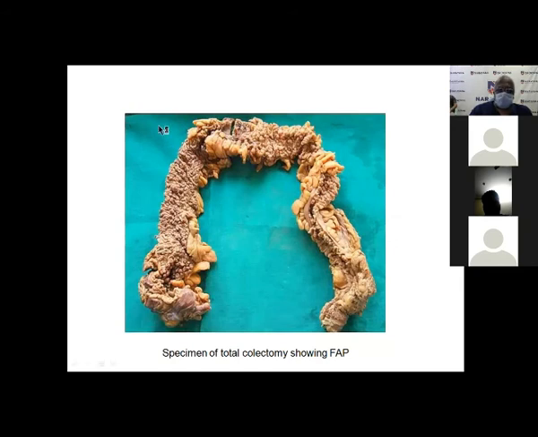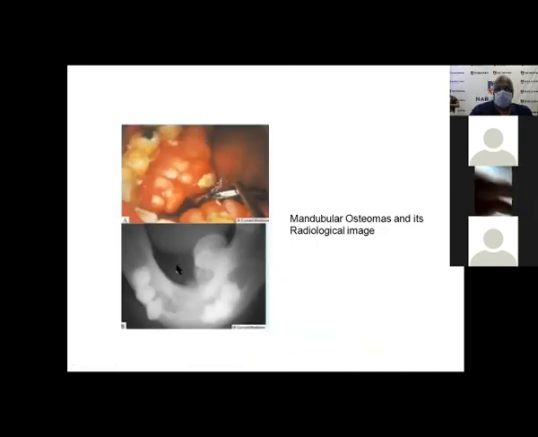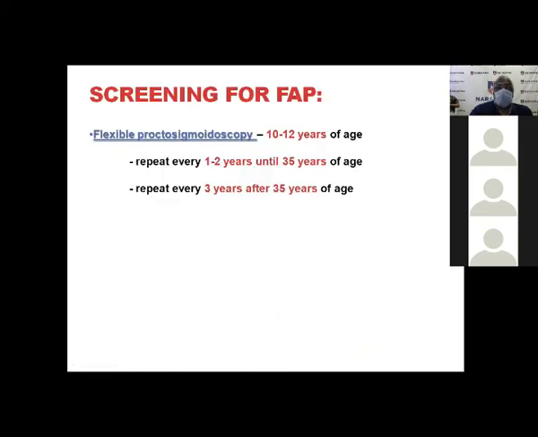So you can see how the multiple polyposis where they've done a total colectomy. See, it is associated with osteomas of the mandible. So you can see nice osteomas, how beautifully it is delineated in the X-ray. This is also an accompaniment of Gardner syndrome.